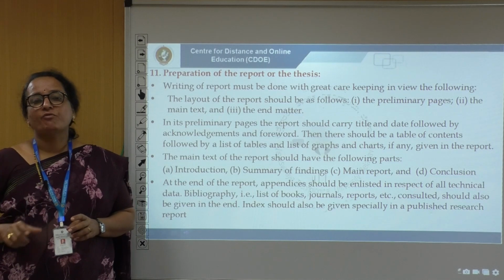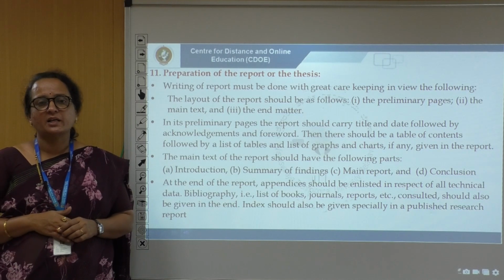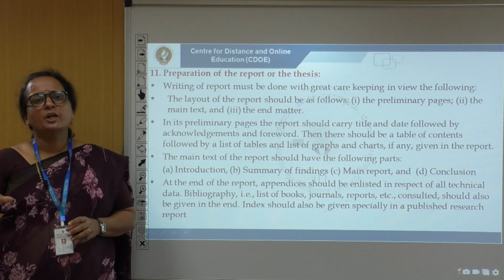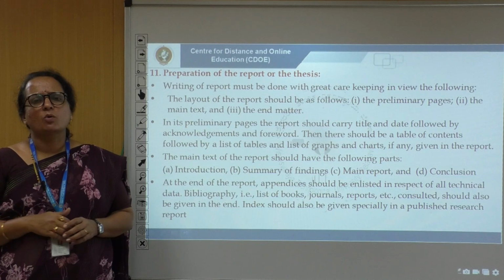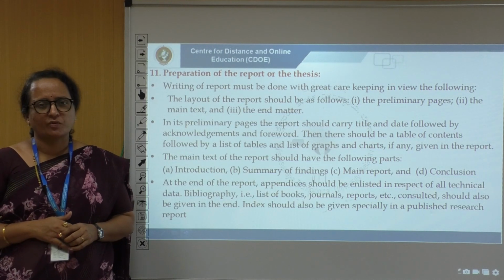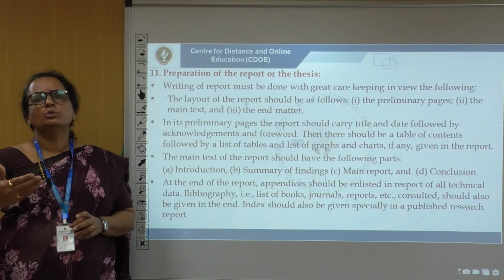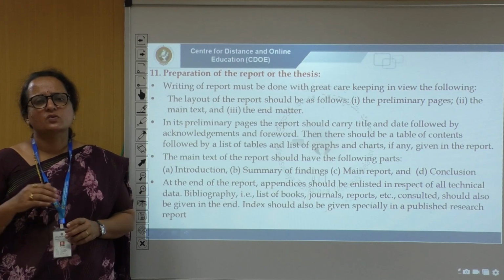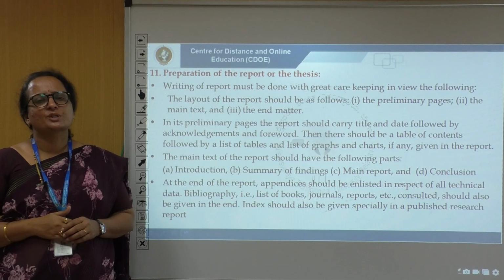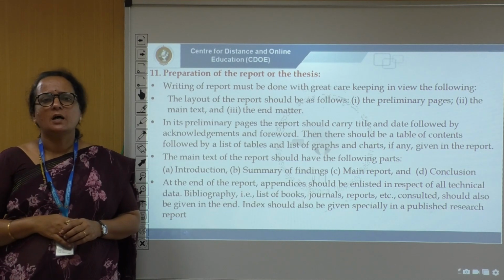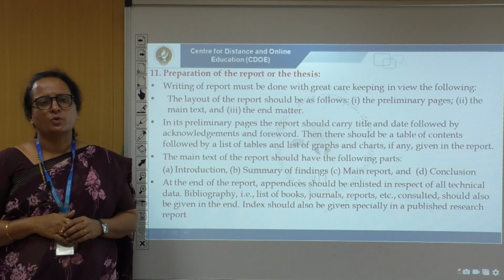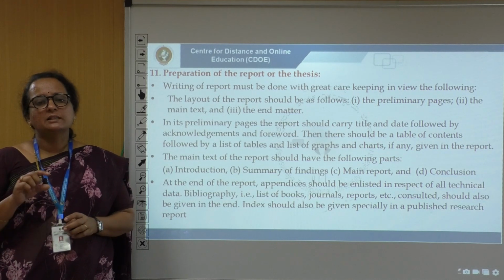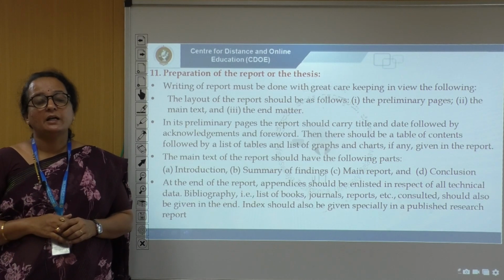Second is the summary of findings. The major findings of the study will be listed out. Then the main report. It basically talks about the discussion, results and analysis. How the data is collected, how it is analyzed, what tools are used for analysis, how the testing of hypothesis is made. Everything will be specified in the main body of the report, and at last drawing conclusions out of that. This is the second part, the main text of the report.